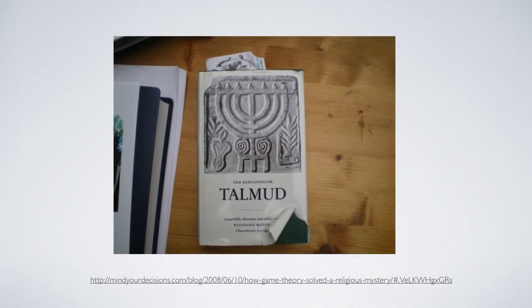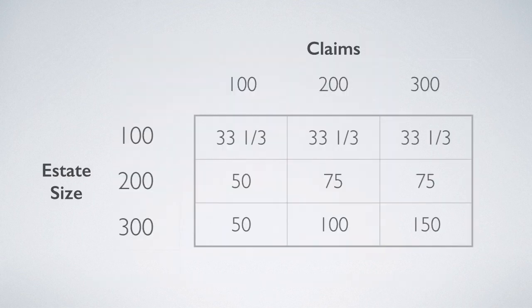Talmud is the Hebrew Bible. This video continues to review the bankruptcy problem taken from this Bible. Three creditors are contesting for some asset. Person 1 claims 100, person 2 claims 200, and person 3 claims 300.